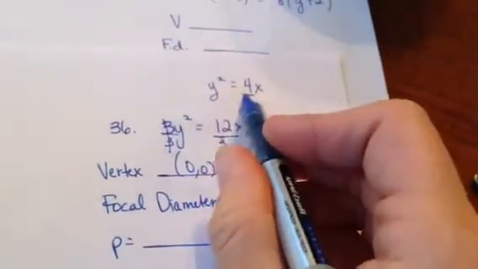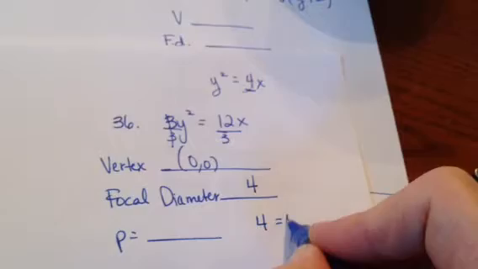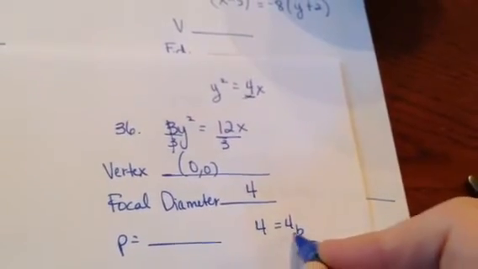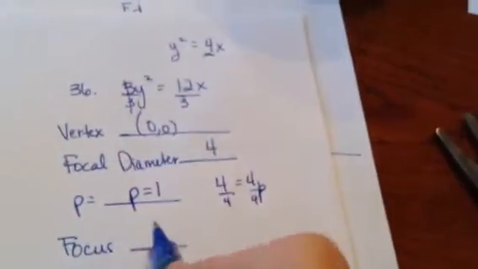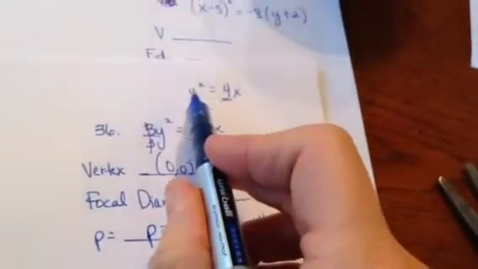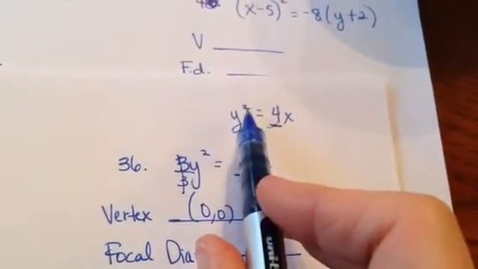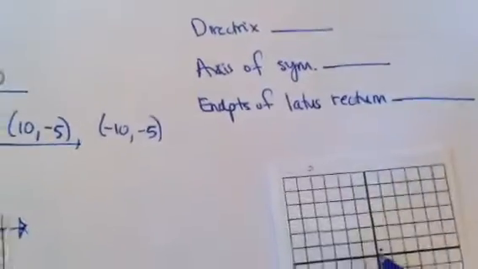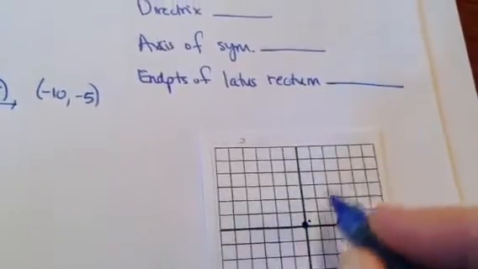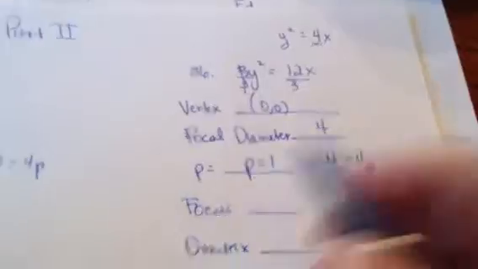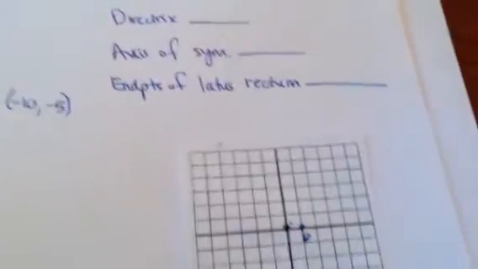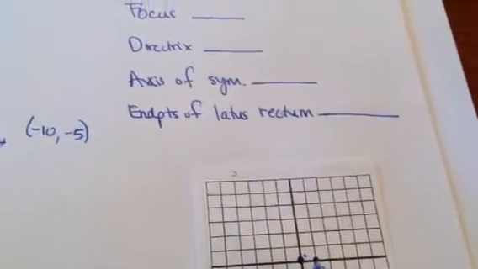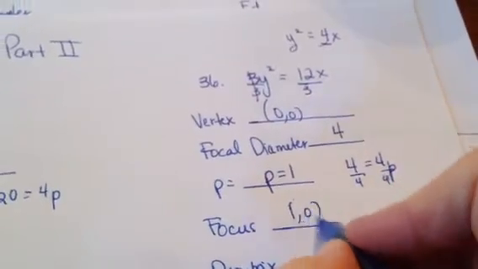How do you find p? You take this number, whatever's out there, set it equal to 4p, and solve for p. Divide both sides by 4. You can see that p is 1. When you get ready to graph this, since it's the y that's squared, you know it's going to open to the right. This is positive, so I already know that. My p is a positive 1, so I'm going to move to the right 1, and that's my focus right there. It's the point (1, 0), so I can fill in my focus, (1, 0).